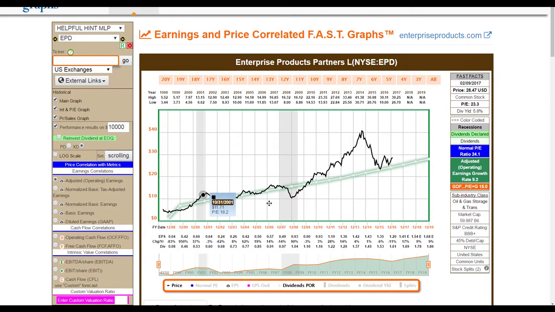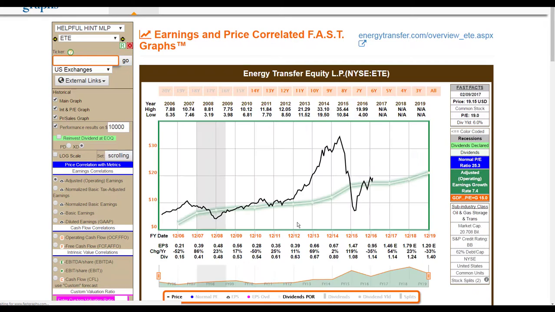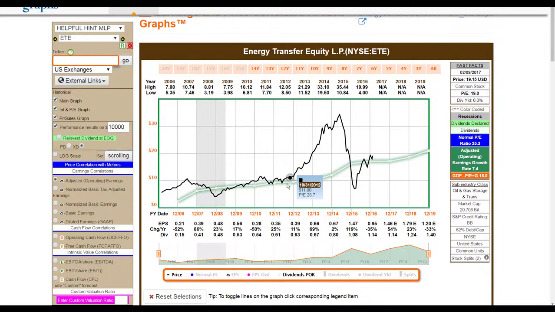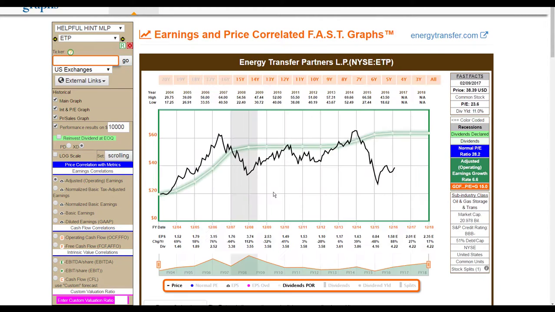With Enterprise Products here, you see there's again, just like we saw with Buckeye, a very high correlation. This is a period of high overvaluation relative to the dividend. This was a period of undervaluation relative to the dividend. And as I go through these MLPs, you're going to see this relationship show up over and over again. Here's a case where Energy Transfer Equity got extremely overvalued, became extremely undervalued, and then reverted to the mean. There does seem to be a high correlation between long-term valuation of MLPs and their dividend over time.